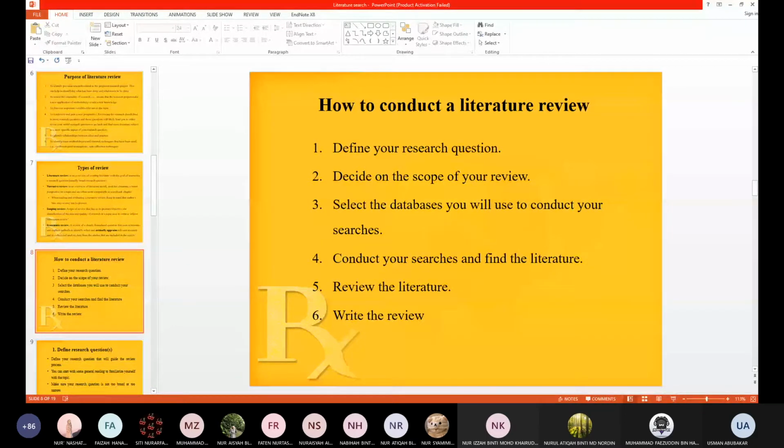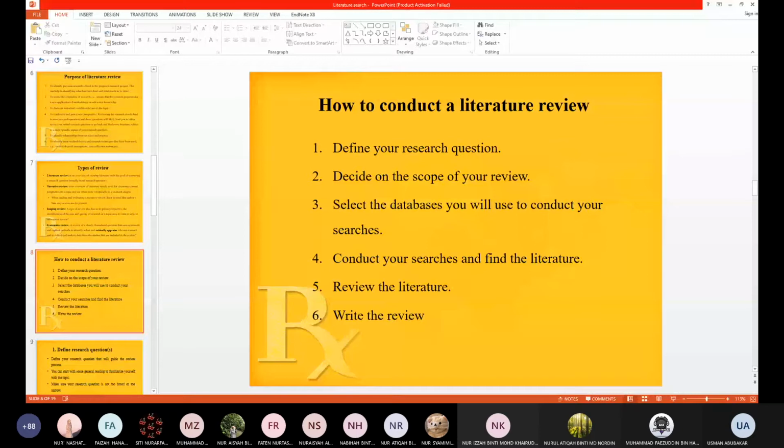Fourthly, you conduct the search. Here, you need to look at what the keywords are. If you have more than one keyword, how do you combine them? What are the synonyms of the keywords you have? How do you combine the synonyms of the keywords that you intend to use for your review? Fifth, you review the literature. The studies that you intend to include, you have to read them. And then how do you summarize the evidence and write your own review? That is your literature review.